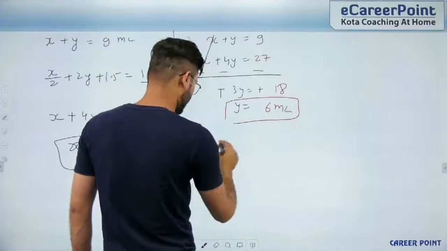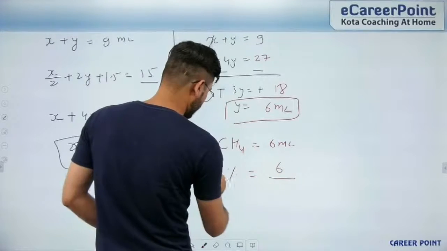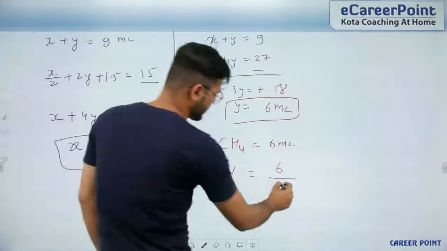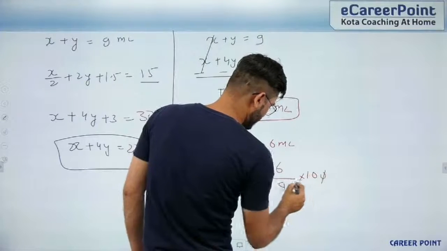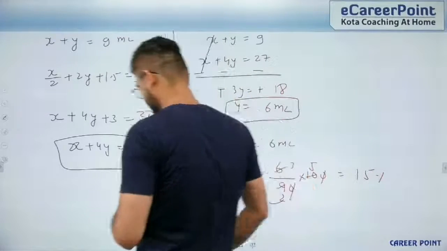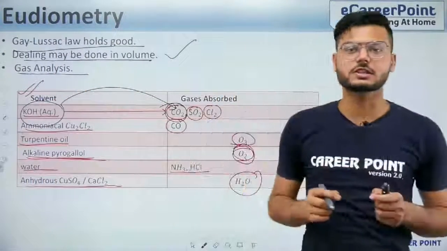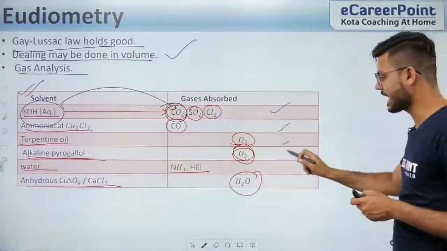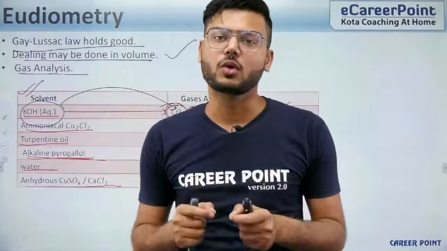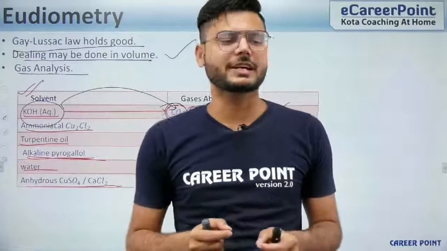So how much CH4 will we have? We will have 6 ml. Now CH4 percentage: we have 6 ml of this, and total is 40 ml. So 6 by 40 into 100, which is approximately 15%. This is the best method of eudiometry. In case of eudiometry, you just need to understand which solvent is absorbing which gas, and then just apply the concept of mole concept which we have seen. Of course, that can be the principle of atom conservation, that can be the stoichiometry method, any method.